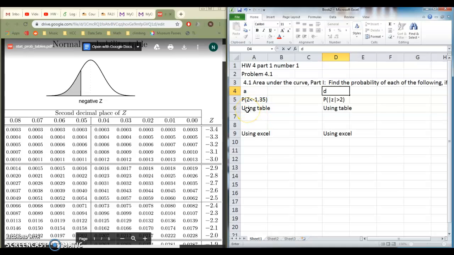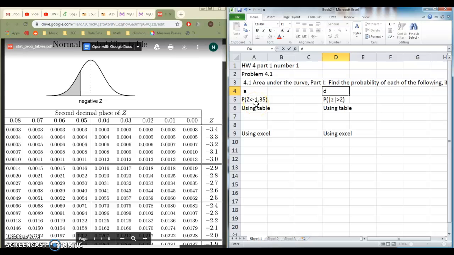I'm going to use the table, the z-score chart, and I'm also going to use Excel, which you'll see is much faster, but we'll get the same answer either way. So let's do part A. We want the probability that we get some z-score that is less than negative 1.35.